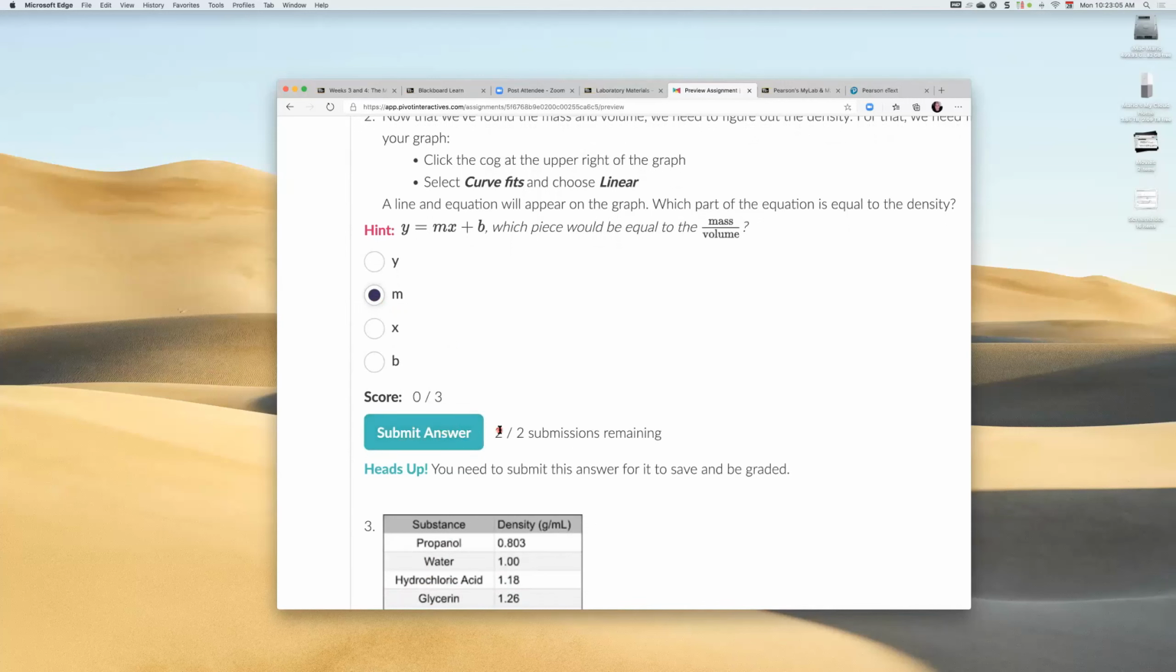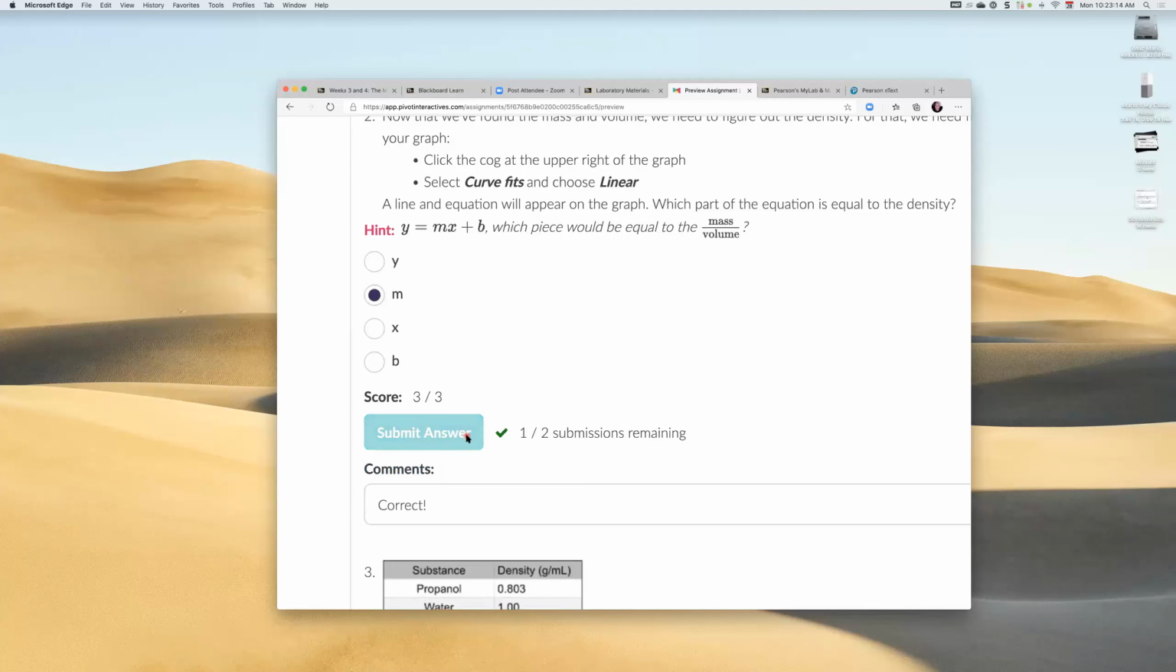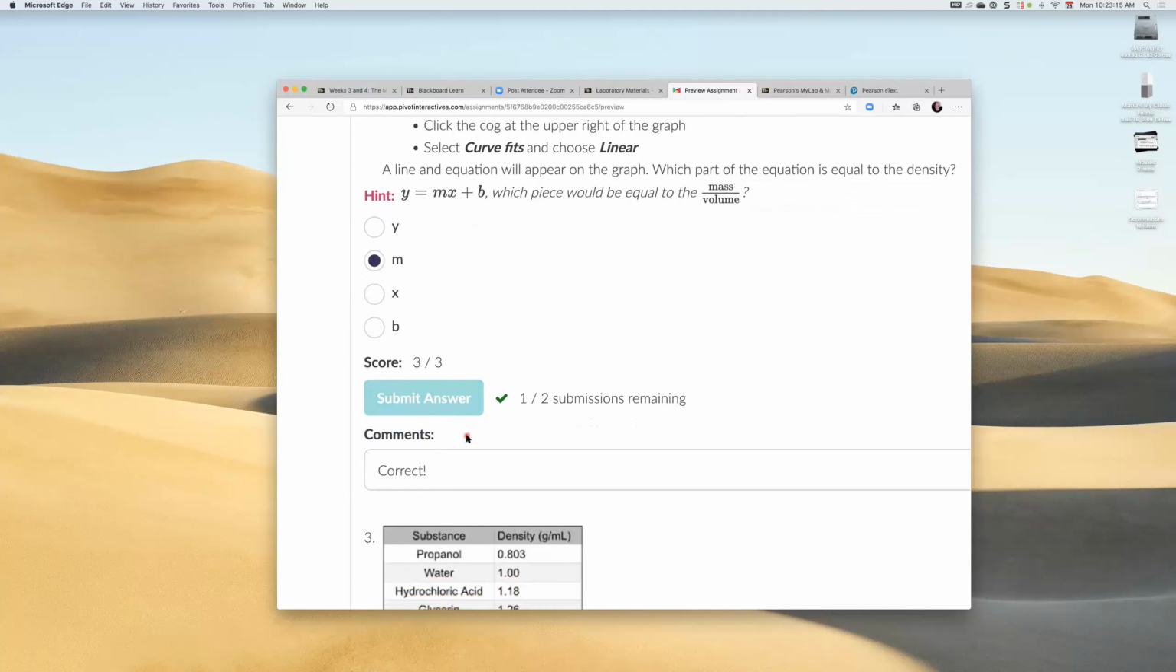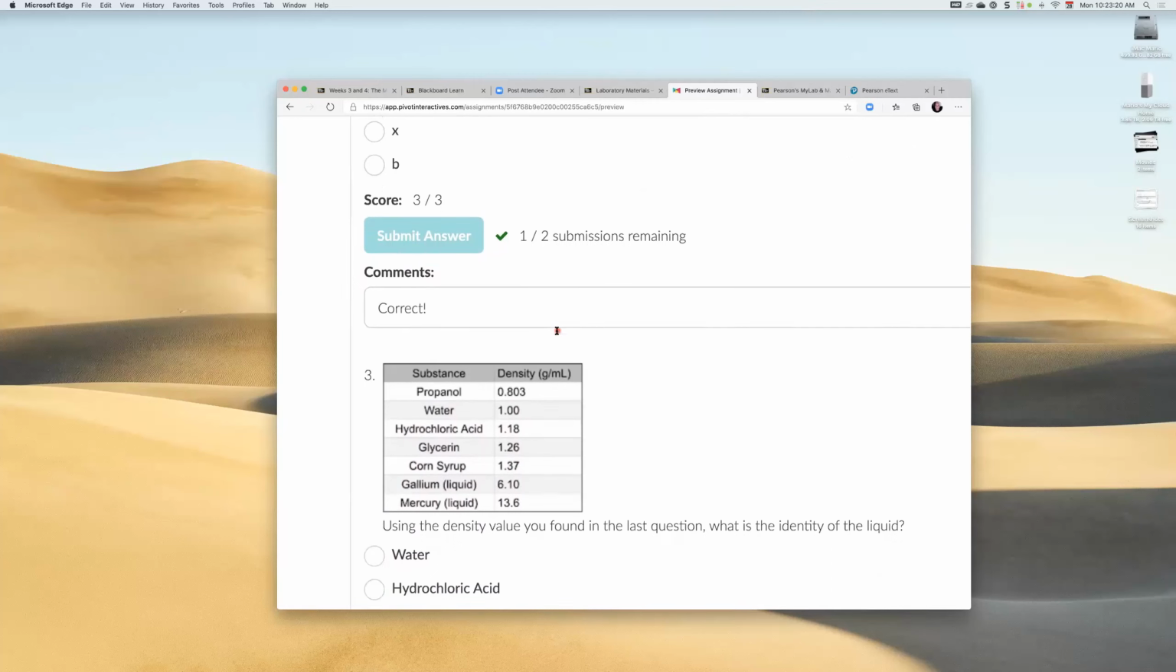Now, in a different class, somebody asked me what happens after you submit. Can you change your answer? And apparently, the students are telling me that they can't. So if you get it wrong, at least you have a couple of attempts.